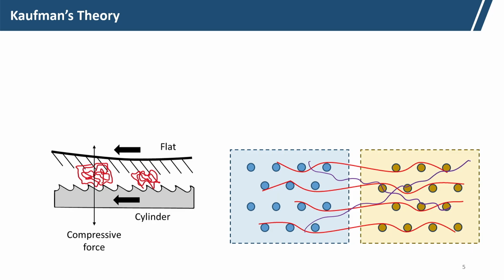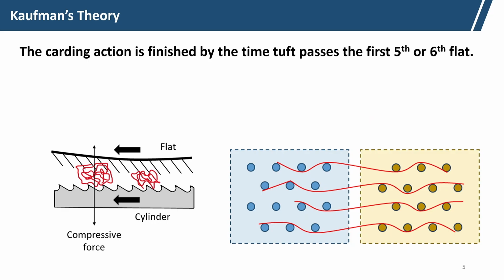So, two fibers are forming a cluster, and when they move through this wear point at different velocities, this cluster formation will be removed. That is the basic function, so that fibers will get individual identity. Now, the carding action is finished by the time the tuft passes the 5th or 6th flat.